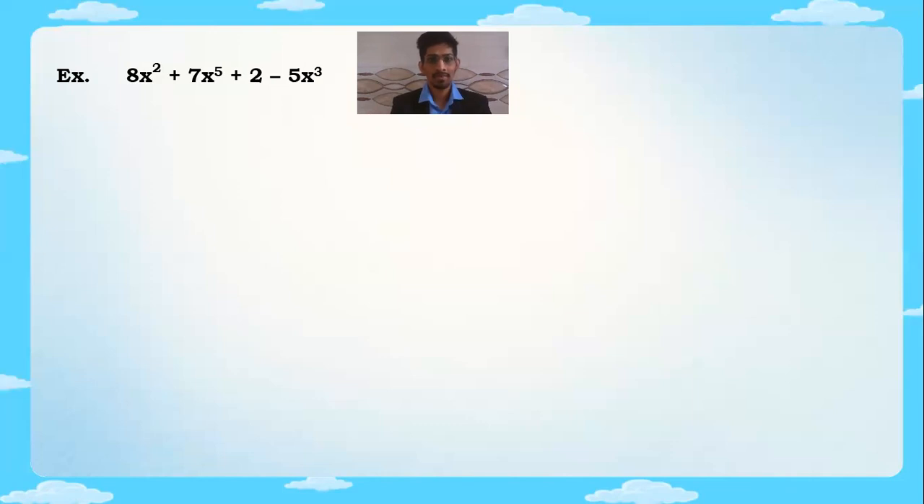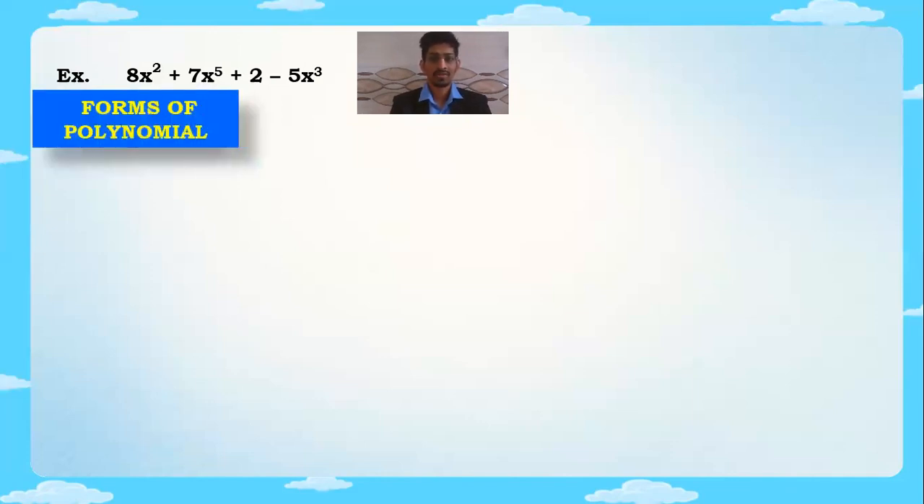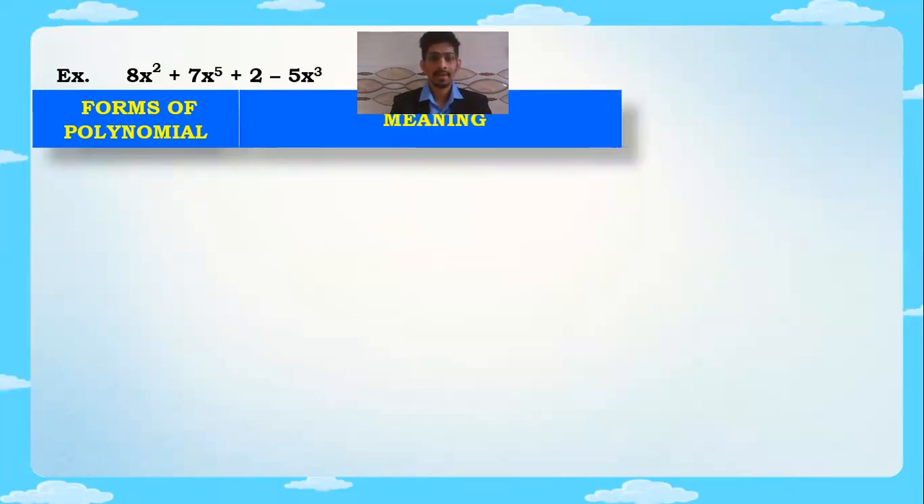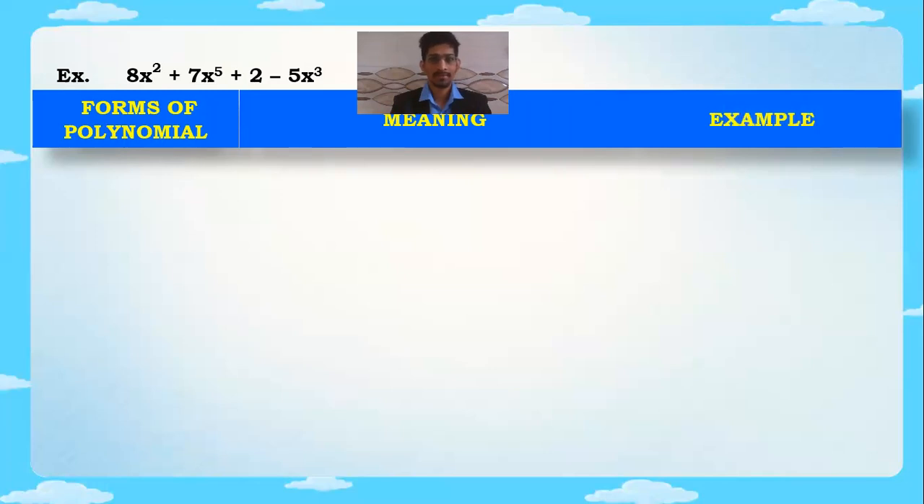Now, on the basis of this example, students, we are going to understand one very important concept of this chapter, and that is nothing but the forms of polynomials. Now, students, there are total 3 forms of polynomials that we are going to understand in this exercise. The very first form of polynomial, we will see its meaning, and we'll understand with some examples. The first form of polynomial is nothing but the standard form. What is the first form of polynomial? It is standard form. Now, what do we mean by standard form, students?